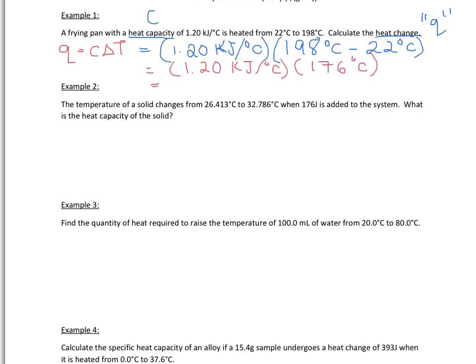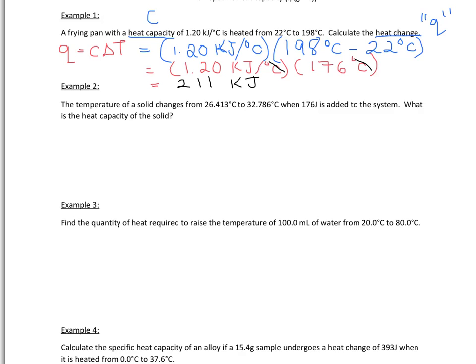When I multiply this out, the degrees Celsius is going to cancel to give me an answer in kilojoules. And to three significant figures, that would be 211 kilojoules.